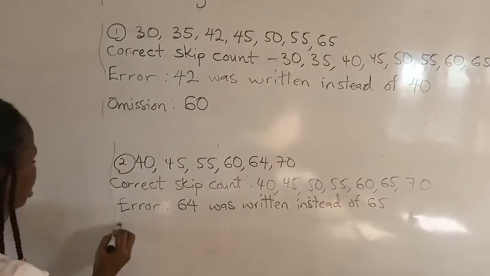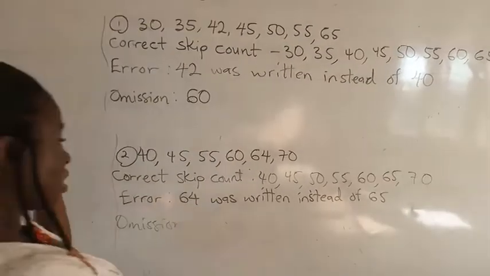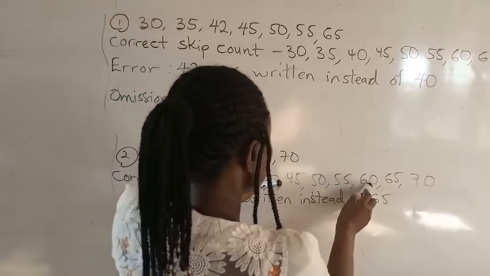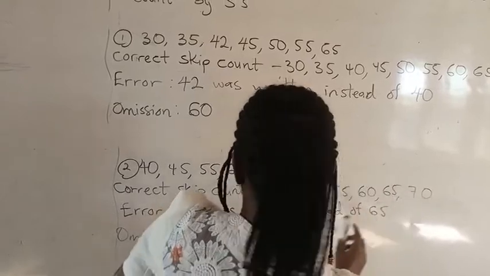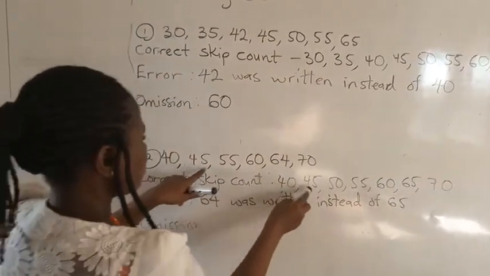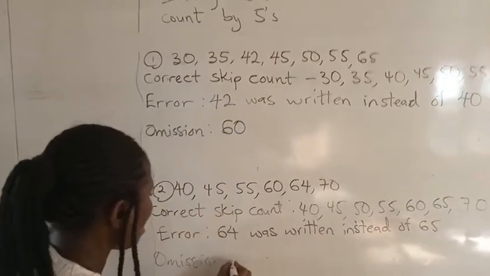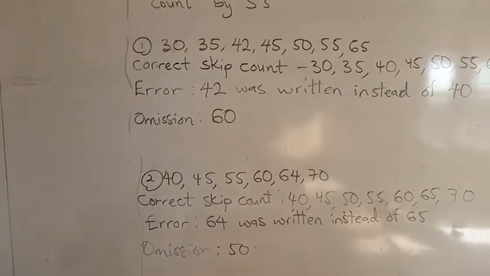And then the omission: 40, 45, 50, 55, 60, 65, and then 70. Okay, so 50 was omitted. 40, 45, 50, and then it went to 55. So 50 has been omitted. So this is the correction for the previous exercise.